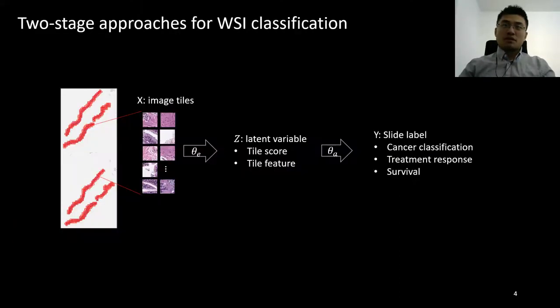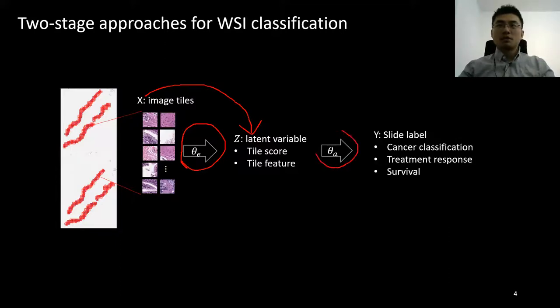So to solve these bottlenecks of histology slide image classification, the existing methods utilize a two-stage approach in which the first step, they will train a tile encoder, which maps from the image tiles to a latent variable Z, which is usually of much lower dimension than the image tiles. And in this way, they can then train a tile aggregation model that maps from this latent variable to the slide level.